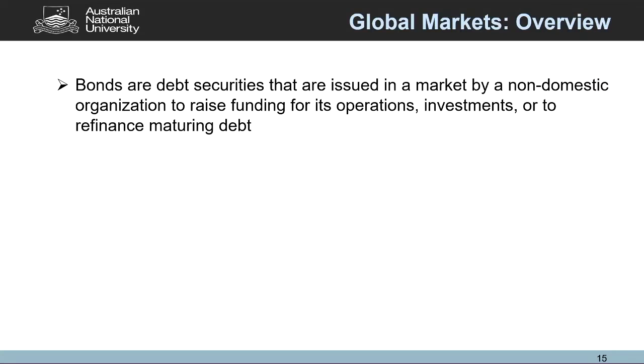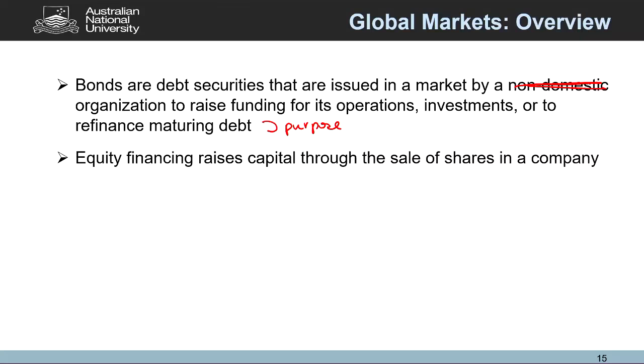So bonds, as we all know, are debt securities issued by organizations to raise funds for their operations and investments, or to refinance their maturing debt. So that's the purpose of the debt that you have to specify. On the other hand, if we're talking about equity financing, analogously, we are talking about issuing stocks or shares in the company and selling them off to public investors.